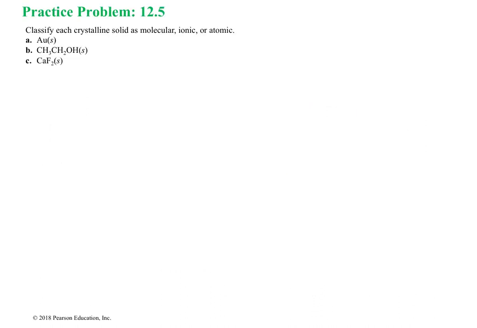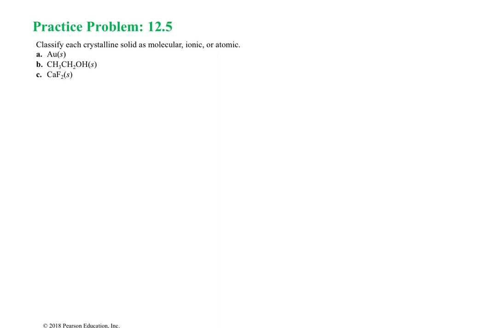So let's talk about each of these as molecular, ionic, or atomic. So here we have gold, here we have ethanol, and then calcium fluoride. So gold is just made up of one atom, so that is an atomic solid, specifically a metallic atomic solid. So we know gold has a pretty high melting point. Ethanol is a molecule, so if it gets into the solid form, it would be a molecular solid.